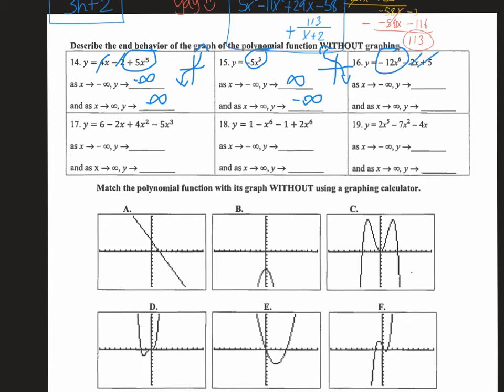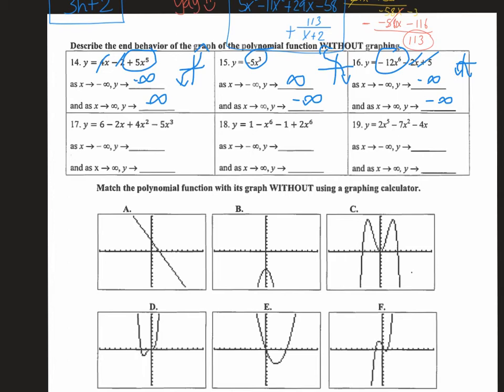Over here, my highest degree is right there. Again, these don't matter. So I have an even function with a negative leading coefficient, so it's going to be like a negative x squared, which goes down. It opens downward. So as my x goes to negative infinity, my y goes to negative infinity. And same thing, as my x goes to the right, or positive infinity, my y, again, goes to negative infinity.